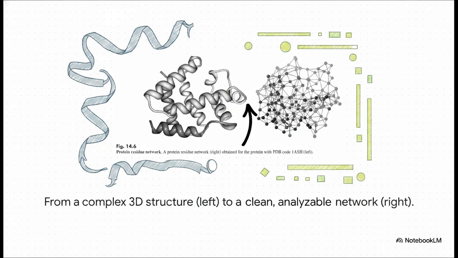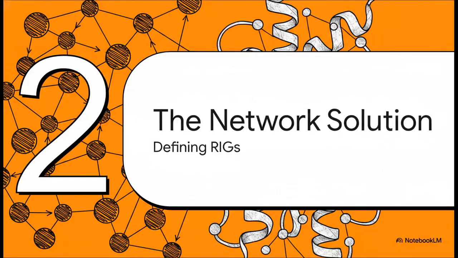This is the magic trick. We're going to learn exactly how to take that complicated, messy ribbon structure you see on the left and transform it into the clean, simple, and super easy to analyze network on the right. What we're doing is trading some of that fine-grained detail for a clear, understandable map of how everything is connected. And for our analysis, that's way more useful. Okay, so how do we actually build this network?